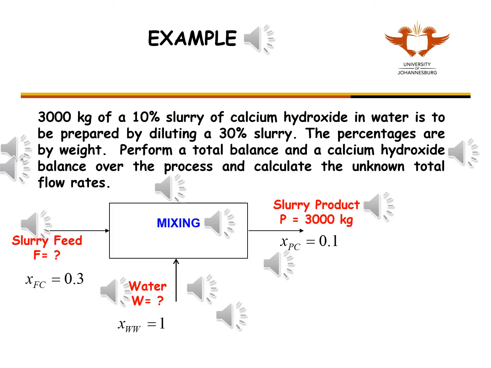You are asked to do balances over the process, hence you should put a dotted boundary box as follows. You are asked to do a total balance. This means you need to use F, W, and P, the total masses of the streams. From the streams crossing the dotted boundary, you can see that F and W are amounts entering the process, and P is the amount exiting the process. The mass balance is in equals out, so F plus W is equal to P.